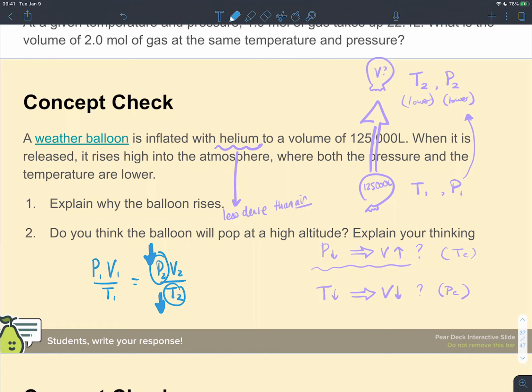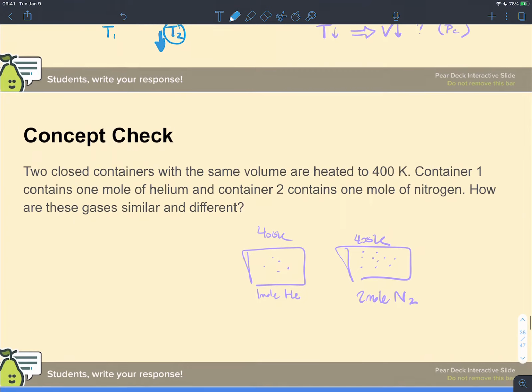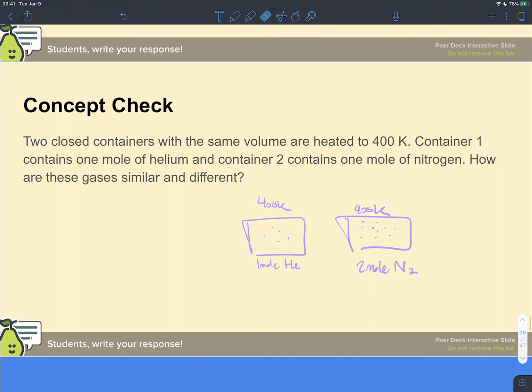Don't forget that T should always be in Kelvin. It hasn't come up in this problem, but it will later on. Okay, and oops, I've already drawn on this. Let's get rid of that. Okay, so again, pause, think to yourself.